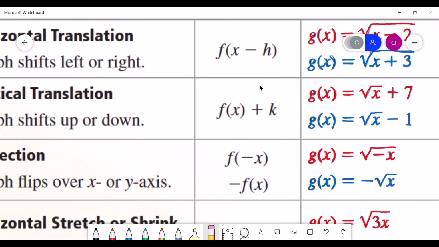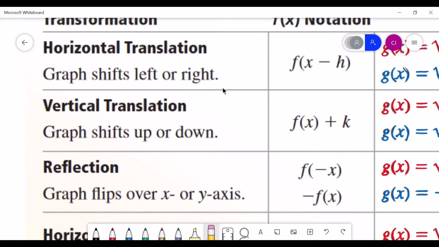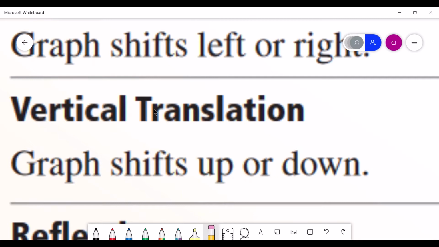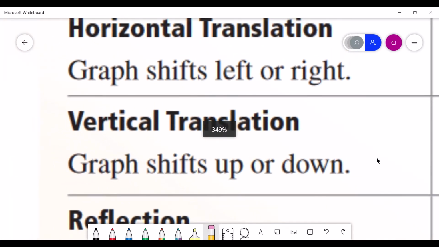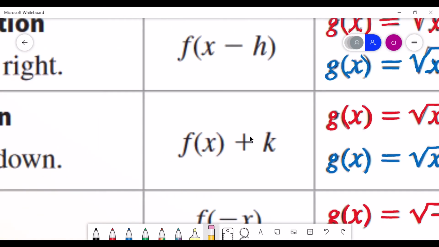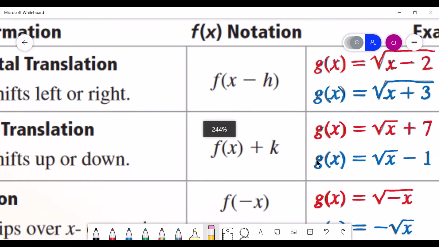Now, for the next type of transformation, we have what we call a vertical translation, which means that the graph is going to shift up or down. Now, this one is pretty straightforward. The function notation is f of x plus k, so we're going to be adding or subtracting something to the original function, and it's going to be on the outside. And this, we take for what it is.